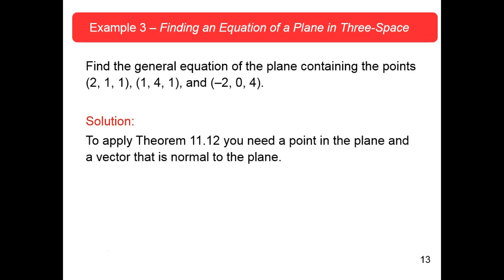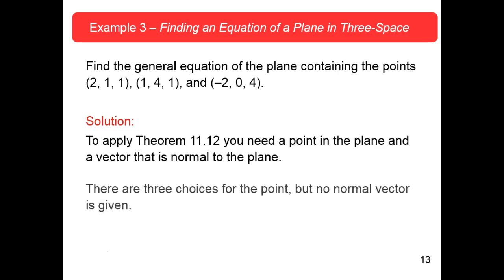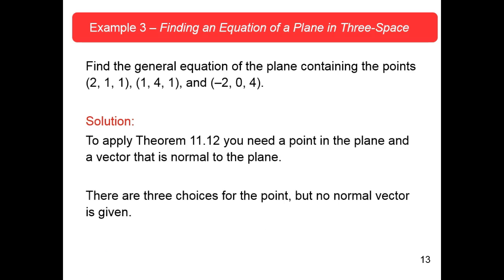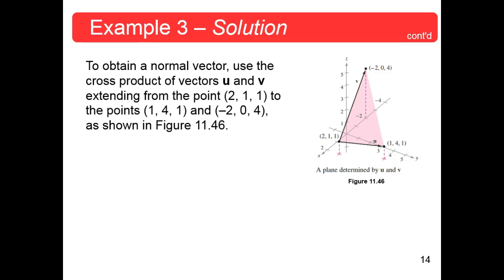All right, how they did it: to apply Theorem 11.12, you need a point in the plane and a vector normal to the plane. Well, we have 3 points in the plane, but no vectors. There are 3 choices for the point, but no normal vector. To obtain a normal vector, use the cross product of 2 vectors, and they used U and V extending from the point. They used a different 2 vectors than we did. Will that give them a different answer? Oh, no, it won't. So they just chose this one and that. Their vectors are going to be different from ours.